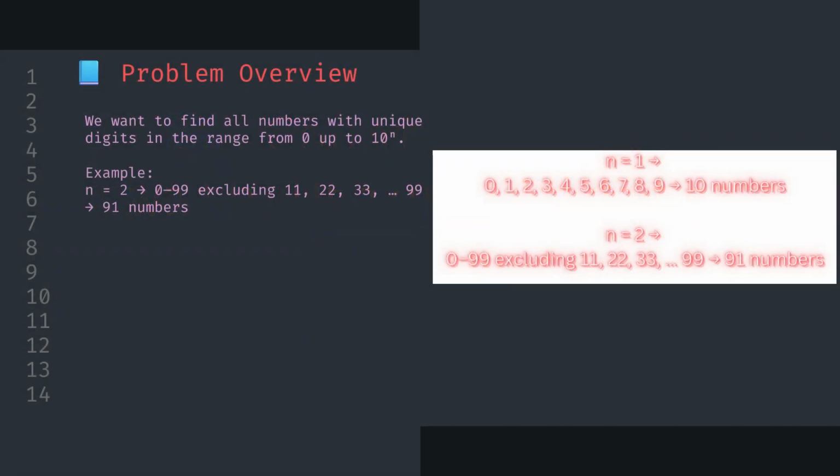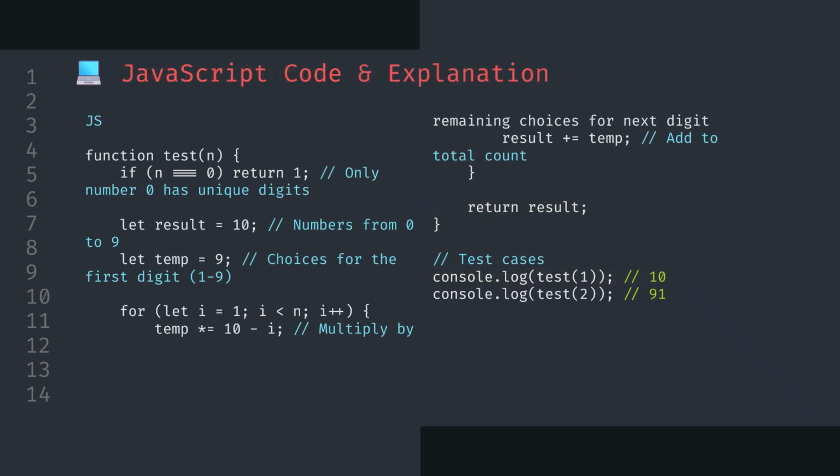Counting these numbers manually is tedious, but you can leverage math and loops to compute them efficiently. We start by counting all single digit numbers. Then for larger numbers, we calculate the number of valid choices for each digit, multiply them, and sum them up. This approach avoids generating all numbers explicitly.